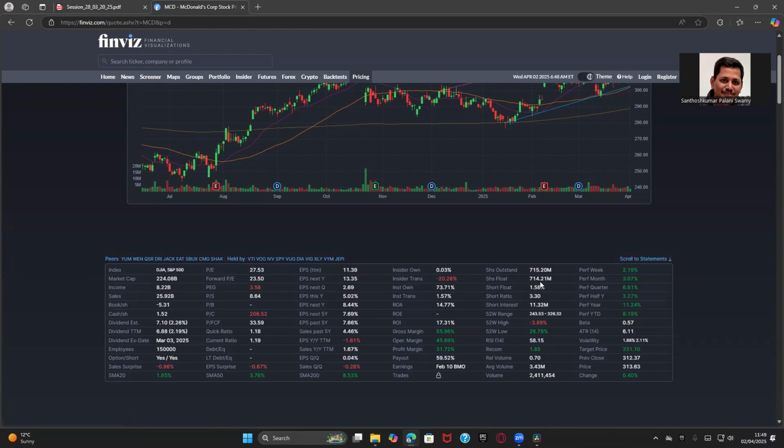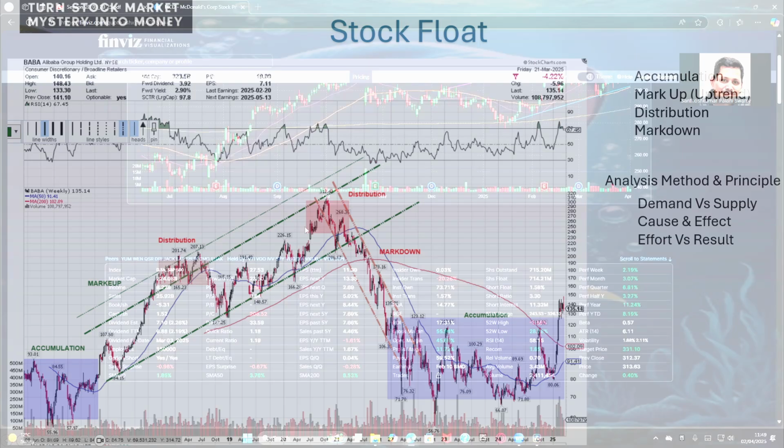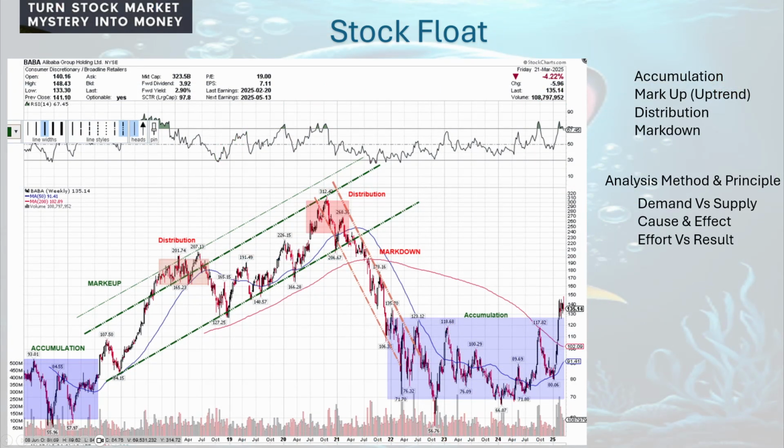The 714.21 million shares are available for anybody to buy and sell, but the actual volume you see in this chart is from 5 million to 20 million. So what happens to the remaining 690 million? This 690 million is not transacted on a daily basis, invested and held by strong hands. It will only come outside when it is really distribution time or when they want to book a profit, or it depends. It's the investor's strategy.